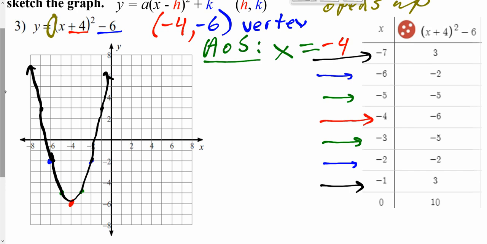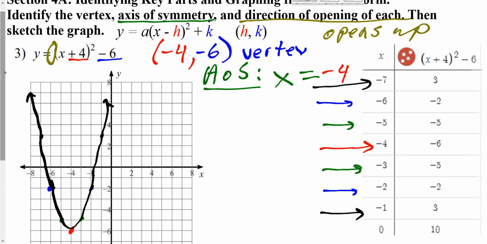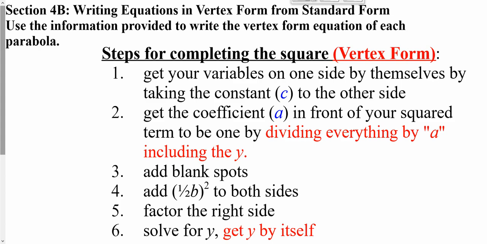Now, having a parabola in vertex form makes it very easy to graph, and that's what we were doing here. Well, how do you actually get your equation from the normal form? I would say the normal form is like y is equal to some number times x squared plus another number times x plus this.